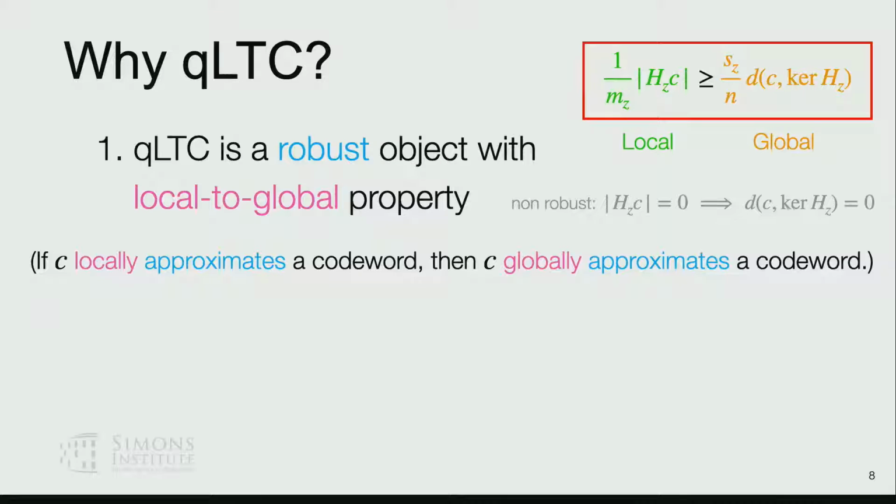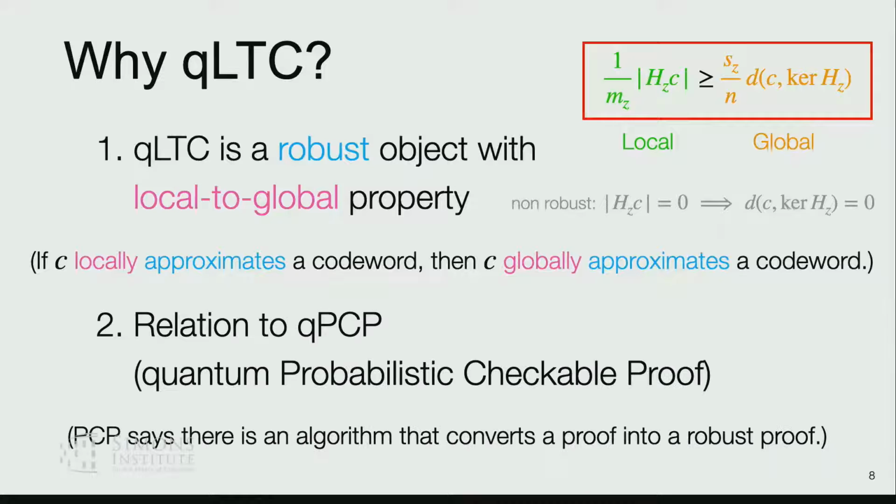But again, you might ask, why do we care about these properties? The reason is that this robustness is exactly the essence of quantum PCP. PCP roughly says that there is an algorithm that converts a proof into a robust proof. However, at this moment we don't have quantum PCP, so we don't know a robust object yet. That's what makes these quantum locally testable codes interesting, because they are the frontier of these robust objects. So that's why we care about these codes.